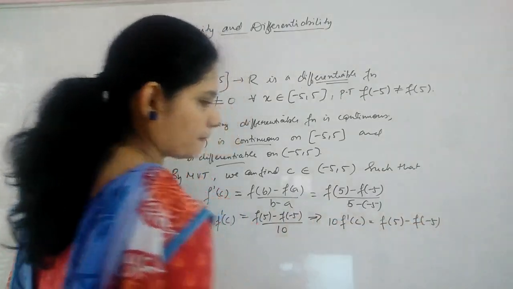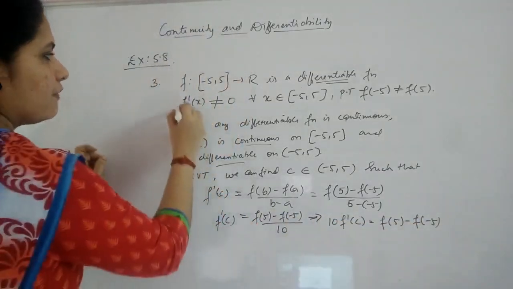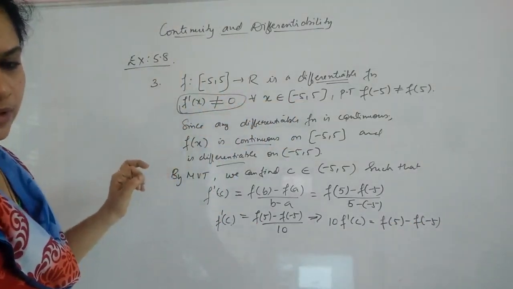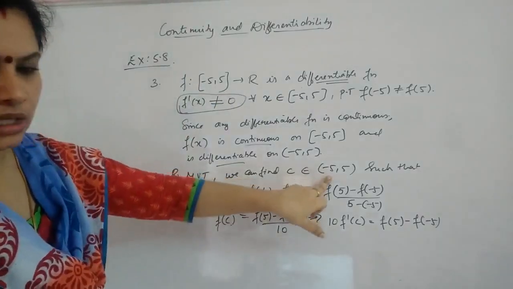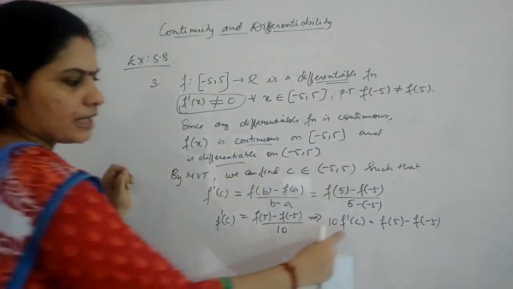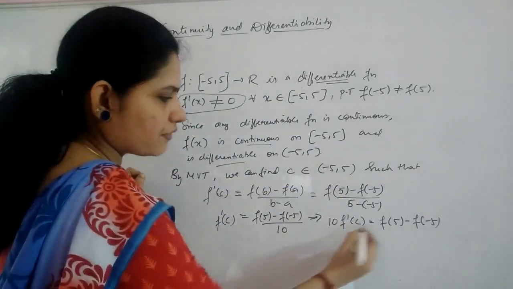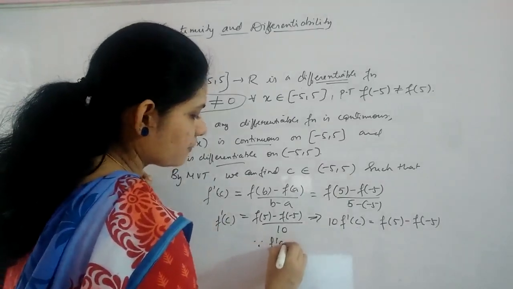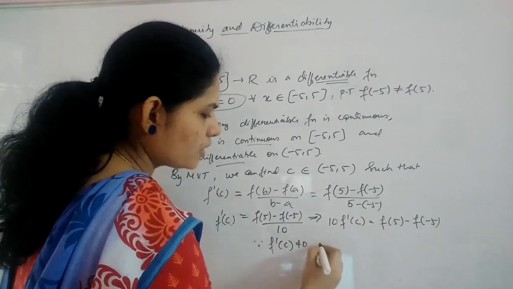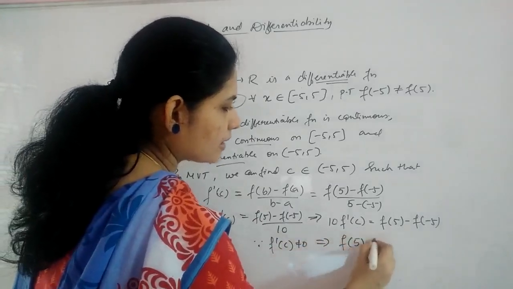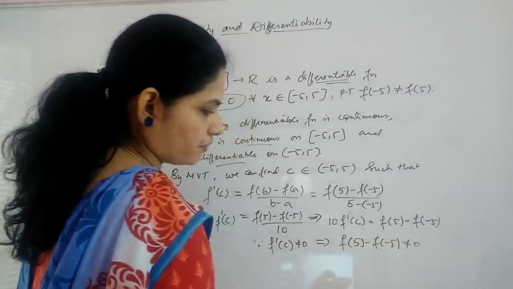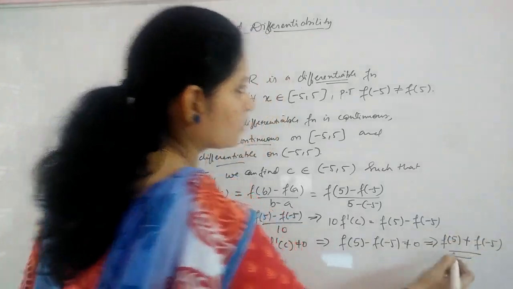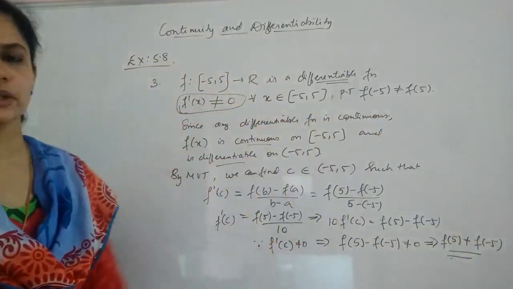Now what is given in the question? f dash of x is not equal to 0 for any x which you take between minus 5 and 5. So here, since c is between minus 5 and 5, I can say that f dash of c is also not equal to 0. Since f dash of c is not equal to 0, you will have f of 5 minus f of minus 5 is not equal to 0. That gives you f of 5 is not equal to f of minus 5. So that we have proven. Clear?